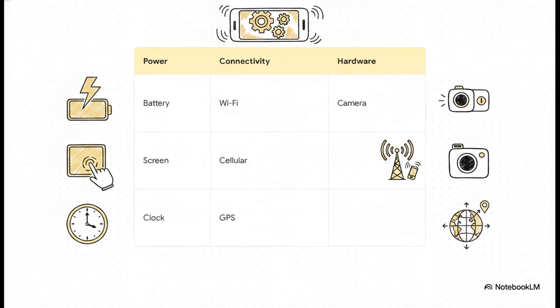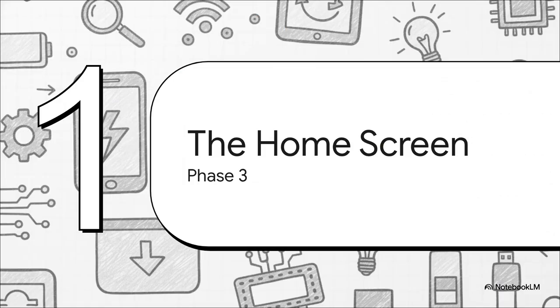Looking at the internal features under power and display, you've got your chargeable battery, your touchscreen, and an internal clock. For connectivity, it's a 3-part system: Wi-Fi, cellular networks for calling, and GPS to track your location. And for hardware, that's where your front and back cameras come in. Phase 3. Decoding the home screen.